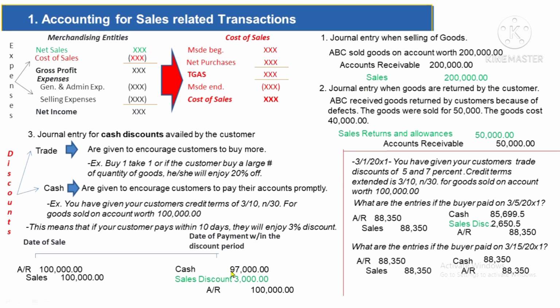So these 3 compose the net sales. So again, net sales is gross sales less the sales returns and allowances and sales discounts. The sales returns and allowances and the sales discounts are considered as contra sales or contra revenue accounts. So that's it for this slide. Now, let's go to another sales related account, which is the freight out or transportation out.